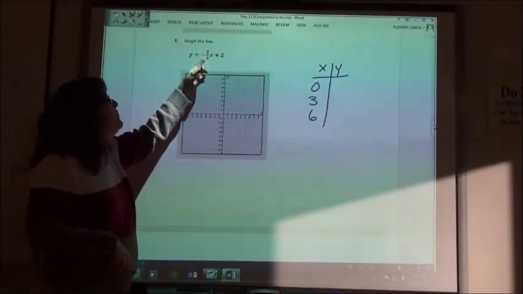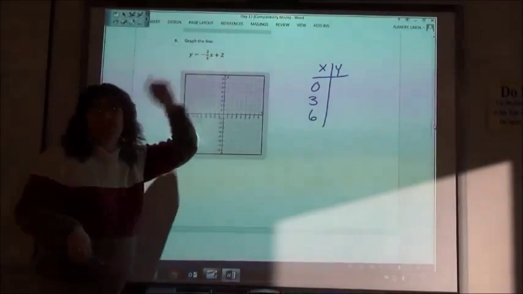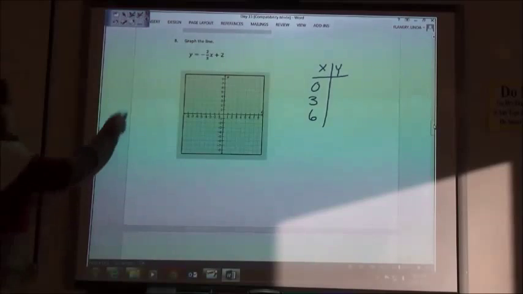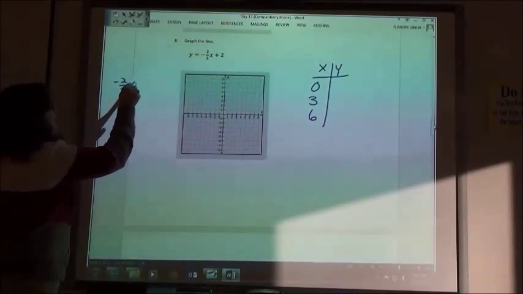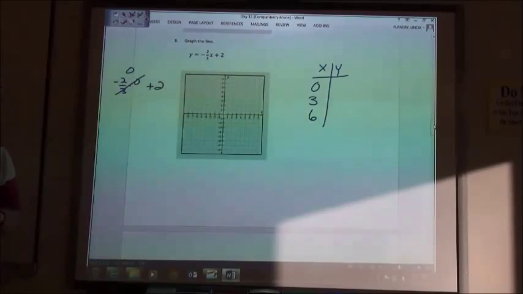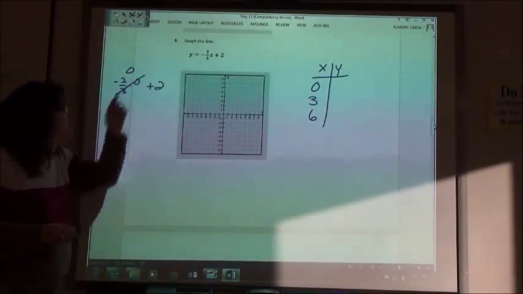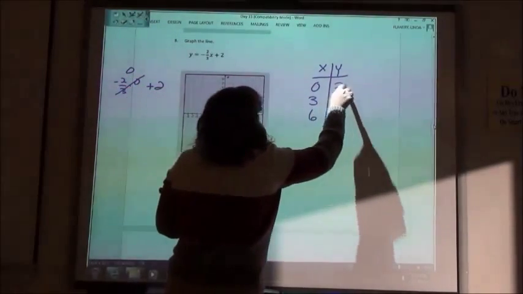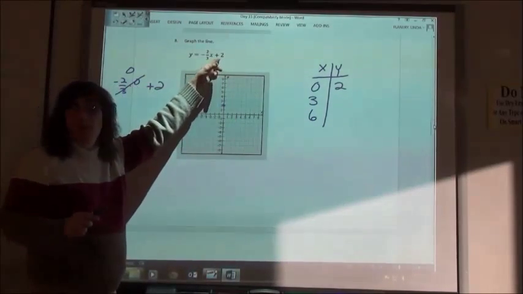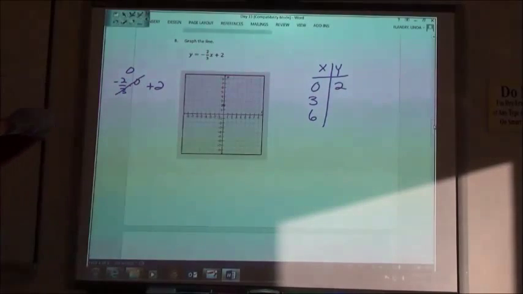So if you take negative 2/3 times 0 plus 2, you get an answer of? 2. Because negative 2/3 times 0 is just going to give you 0, right? Anything times 0 is 0. 0 plus 2 is 2. So we should get 0, 2, which also is our y-intercept. We know that number is always going to be where we cross the y-axis.